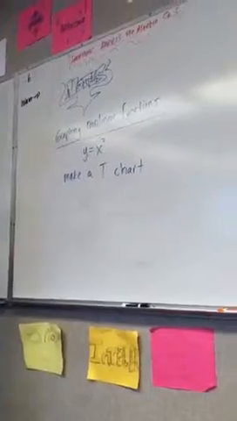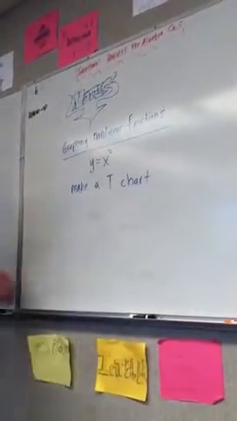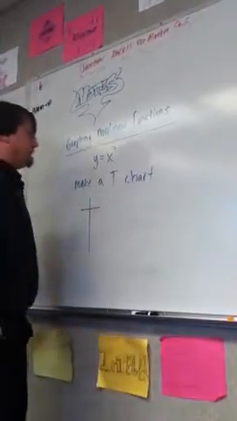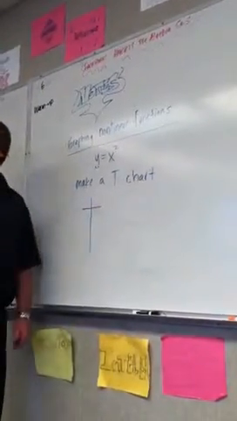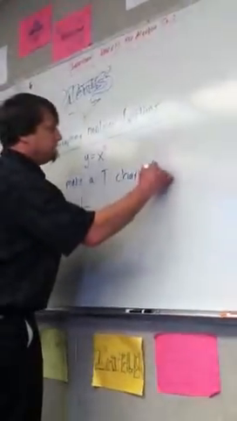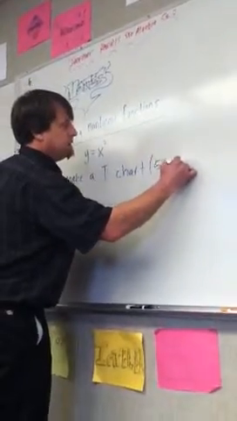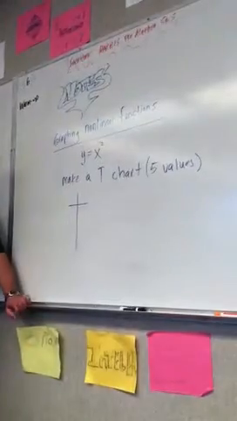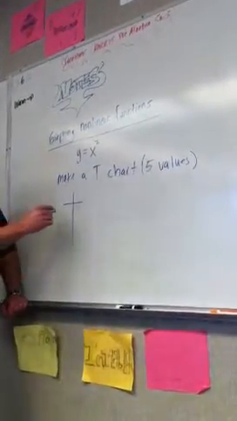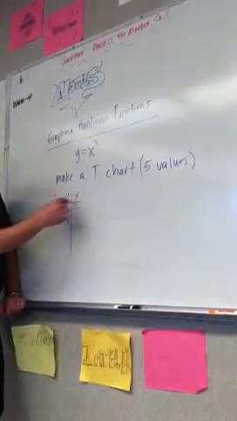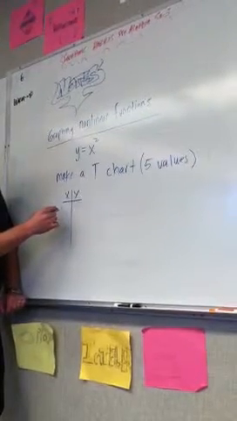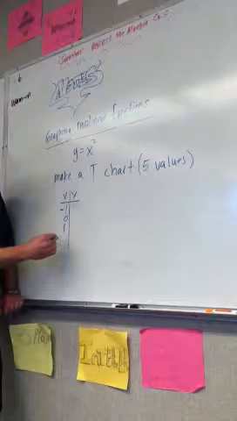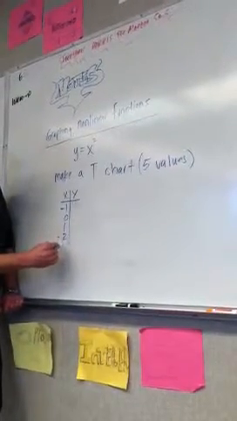Everybody knows how to make a T-chart, right? So let's make a T-chart, then let's graph it. The only difference is these T-charts are going to have 5 values. We're going to use the same values we've been using. What are they? Negative 1, 0, 1, and then we're going to use a -2 and a 2.